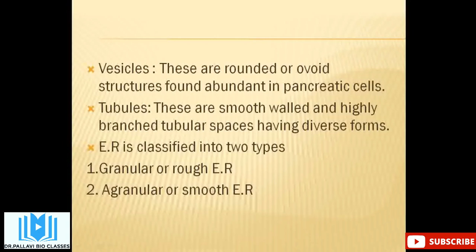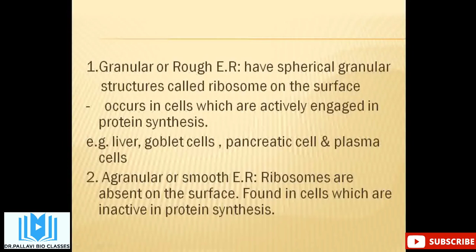This endoplasmic reticulum is classified into two types: granular or rough endoplasmic reticulum, and agranular or smooth endoplasmic reticulum. The first type, in which the ribosomes are present, is the granular or rough endoplasmic reticulum. These have spherical granular structures called ribosomes on the surface. This occurs in cells which are actively engaged in protein synthesis. So this is a very important point.